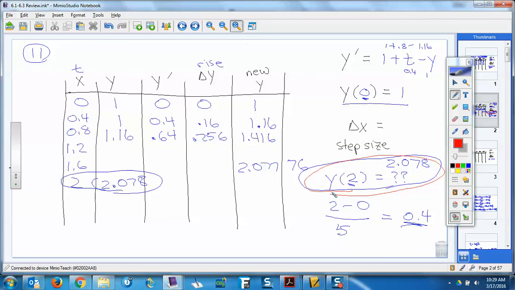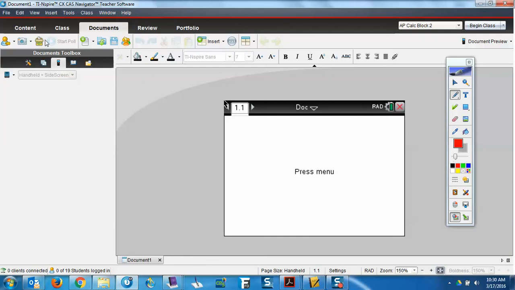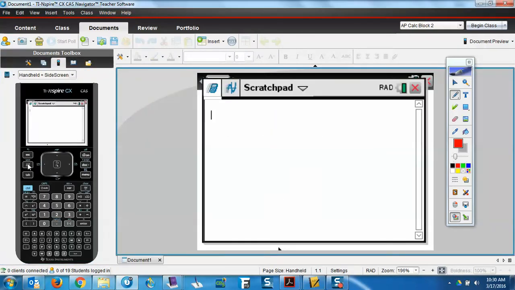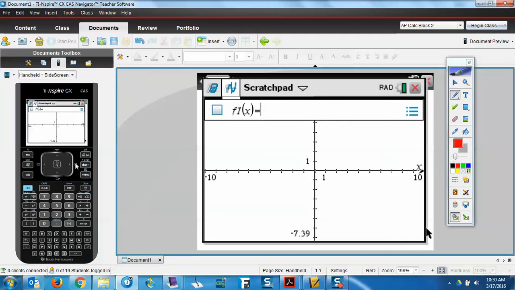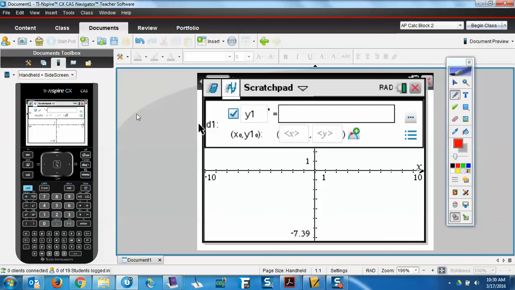Now, part B, they said use 10 steps. So where do we go for that? We go to the calculator, right? So let's get that out, and let's check that one time. And we're going to plug this in. Now we have to remember that anytime we put in a differential equation, and we can tell that when I go into my graph entry, yours is probably still in differential equation mode since that's where you left it, so that's good.